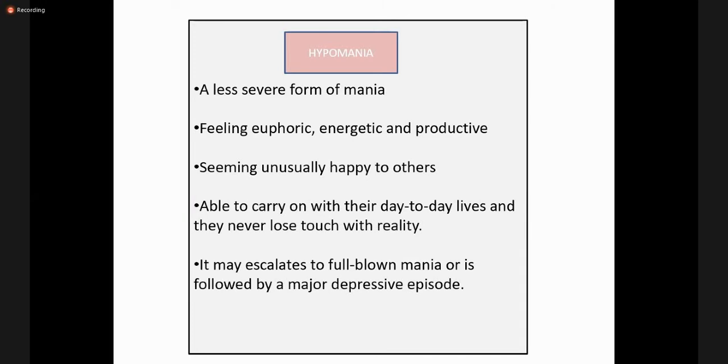So hypomania is a less severe form of mania. There is a feeling of euphoria. People are energetic and productive. And for the rest of the people around them, they think that that person is unusually happy. There is no interruption in their daily life. So they're carrying on their daily activities. They do not lose touch with reality.